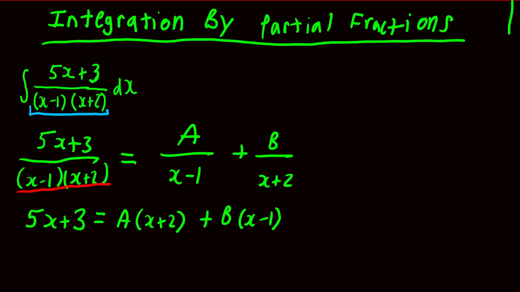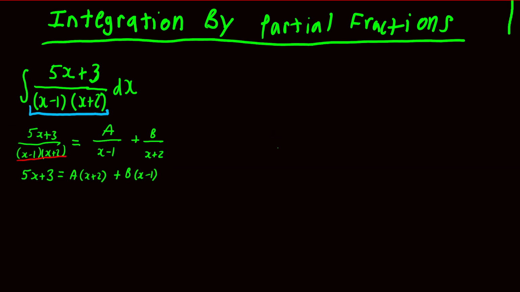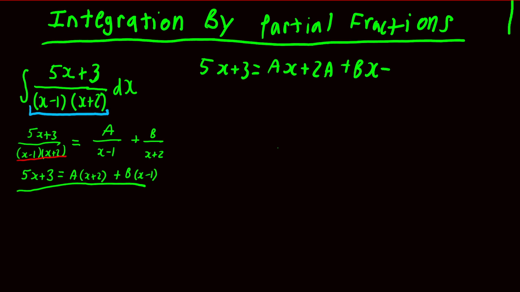Alright, so now all we have to do is just expand it. I'm just going to make this a little bit smaller. Fair warning, this does take a lot of space, so that's why I made it smaller, and my handwriting's big, so that doesn't help either. Now our next step is to expand it: 5x plus 3 equals Ax plus 2A plus Bx minus B.